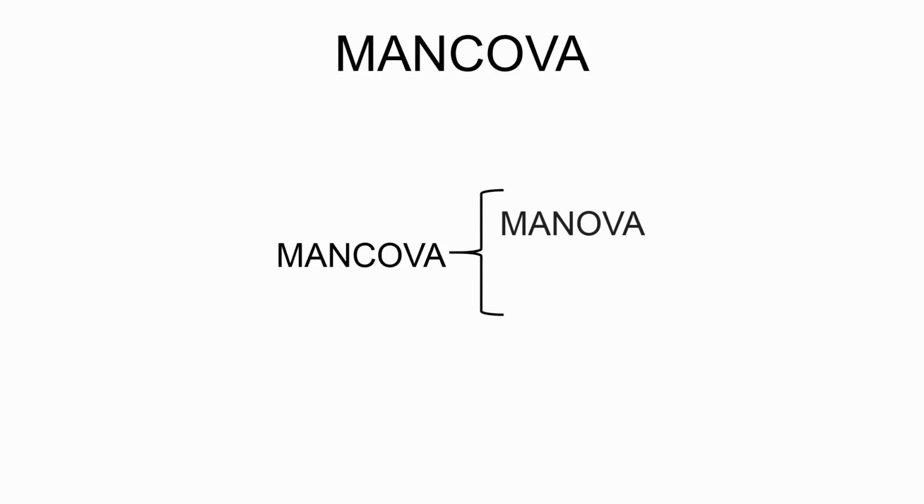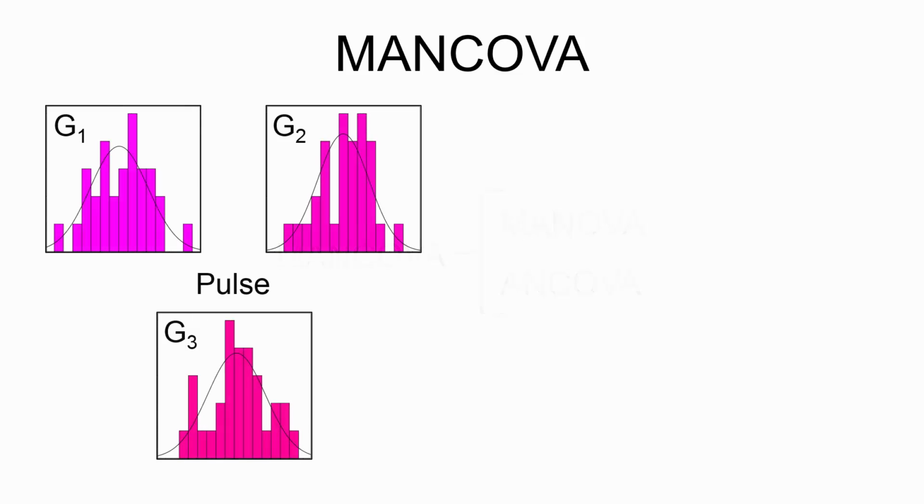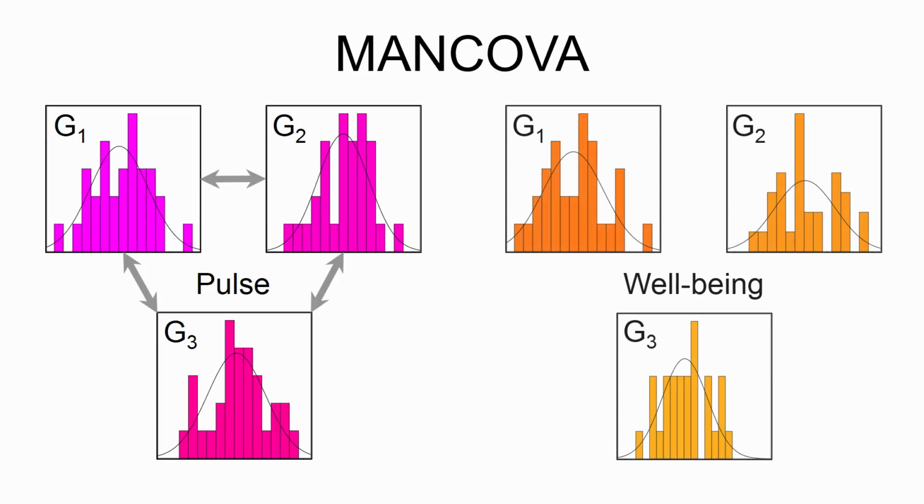As the acronym suggests, the MANCOVA test blends the functions of the MANOVA test and the ANCOVA test together into a single test procedure. The MANCOVA test is like MANOVA. It computes the mean of the first dependent variable, pulse, for each of the three groups, the control group, pet therapy, and meditation, and conducts pairwise comparisons among the groups. Then it does the same for the second dependent variable, sense of well-being.